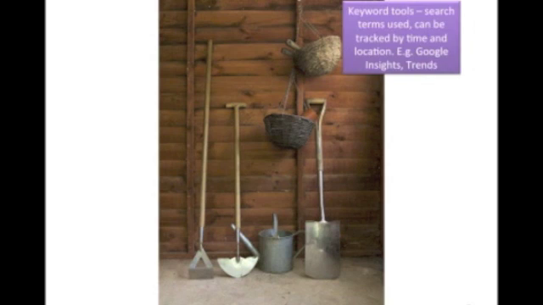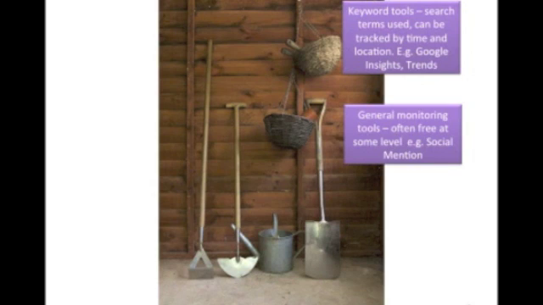So I'm just going to talk very briefly about the different types of search tools that are available. So one type is keyword tools. And this is just finding out how people search for something. And Google has some tools that show you how people are searching, and it can show you the trends for that search over time. I'll give you a brief example in a minute.